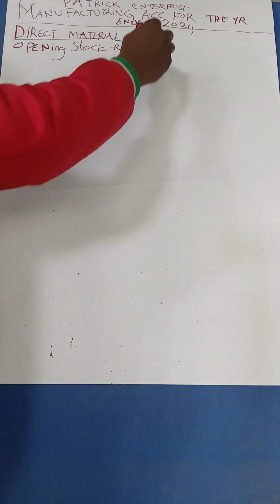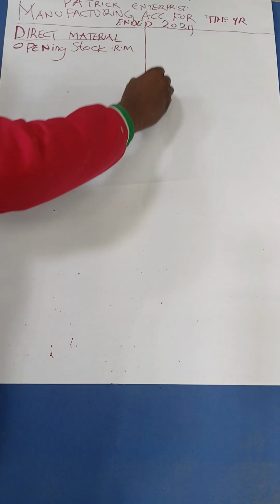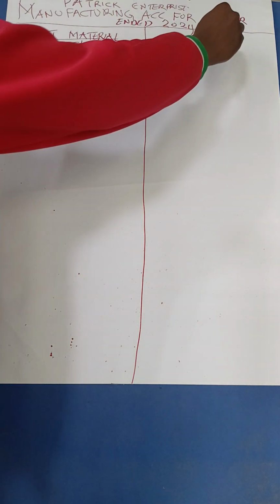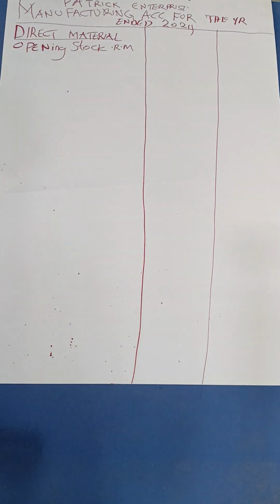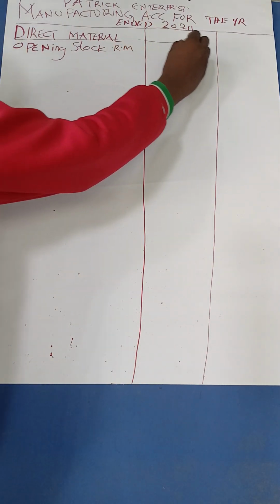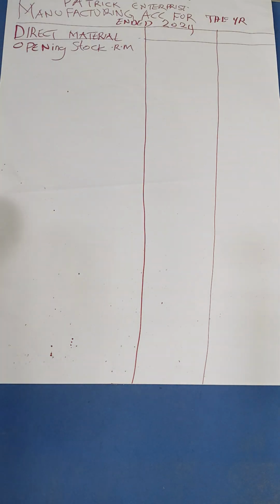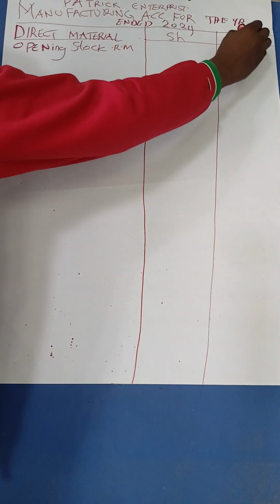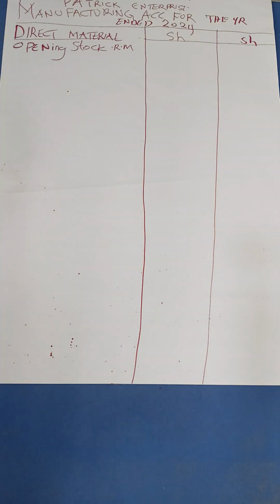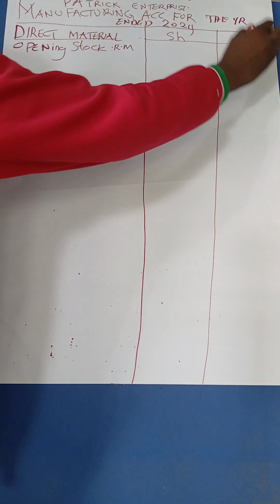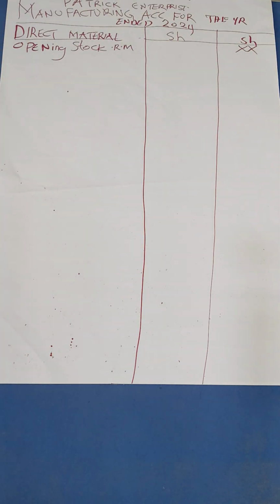Good. So let me draw this. Let me use 2 columns. Then I'll mention here, we have put it in shillings. So opening stock, I'll put it on my far right. So that is our opening stock of raw material. This is the material we have in stock. Or just in case we don't do any purchases, this is the material we are going to start from. We are going to start our production from here.